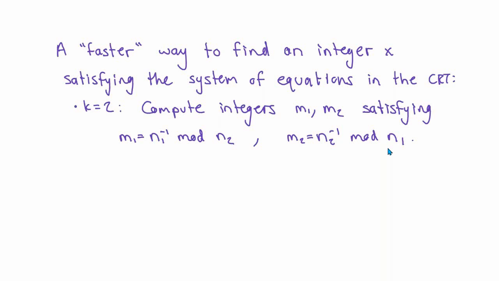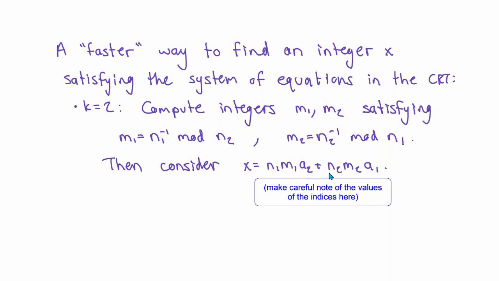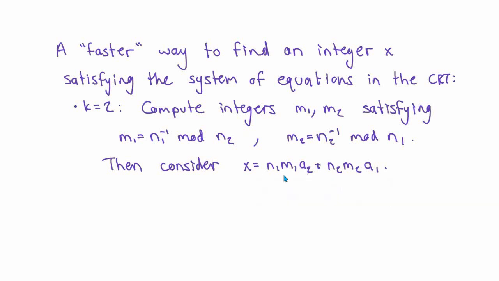Also, from our previous video, we know that there's a fast algorithm, the reverse Euclidean algorithm, which allows us to compute the inverse of a primitive residue class modulo any modulus. Now, once we've computed these two integers m1 and m2, it turns out that we can take x to be the integer n1 m1 times a2 plus n2 m2 times a1. In other words, we claim that this integer is going to have the property that it's a1 modulo n1 and that it's a2 modulo n2.